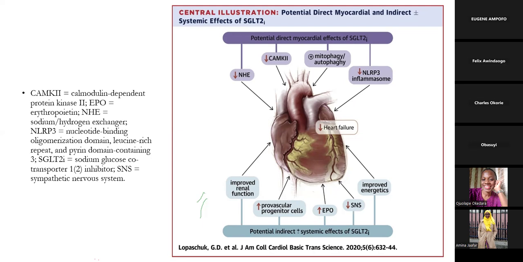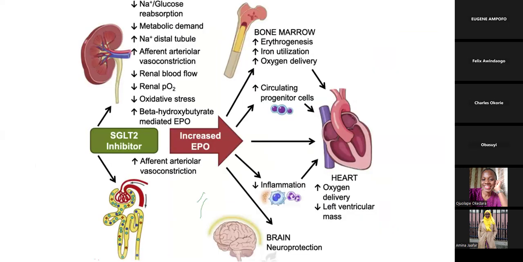So it also decreases the effect of the sympathetic nervous system on the heart, improves glucose use, so it redirects the use of glucose. Then there's increased epoetin, which also contributes to well-being symptoms. So more blood is produced, and patients are less symptomatic. So there's decreased glucose sodium reabsorption, which we have seen. There's decreased metabolic demand, increased sodium in the distal tubule. There's reduced renal blood flow, and then there's reduced oxidative stress. And that is the effect of the SGLT2 on the body, and eventually that leads to some cardiovascular benefits.